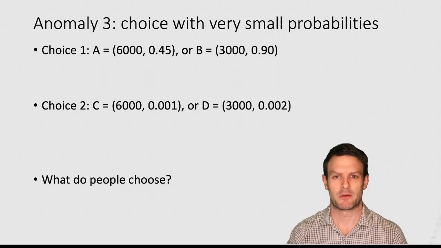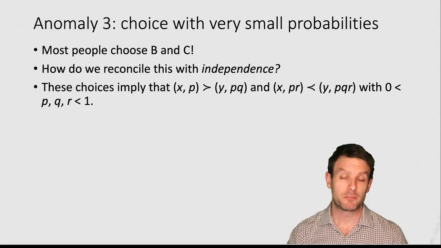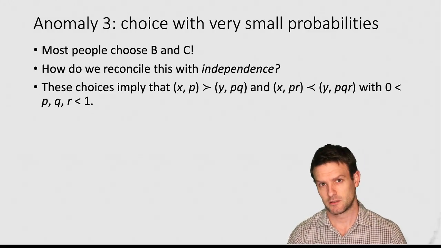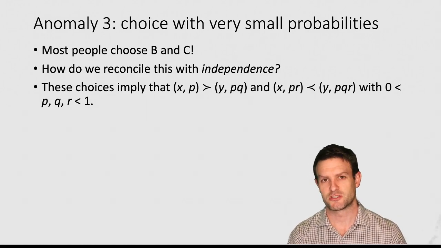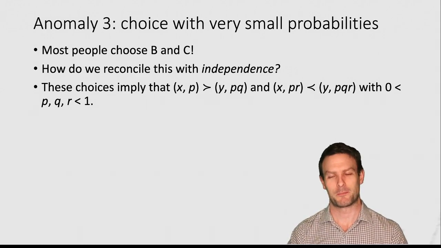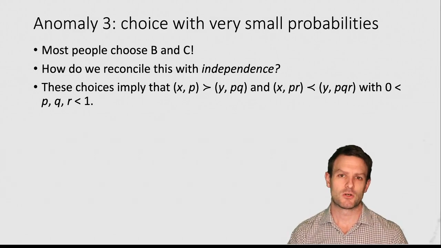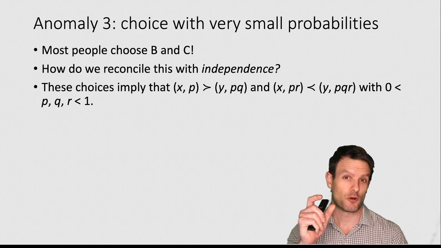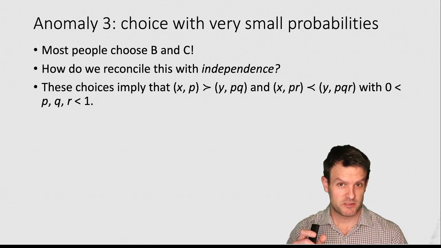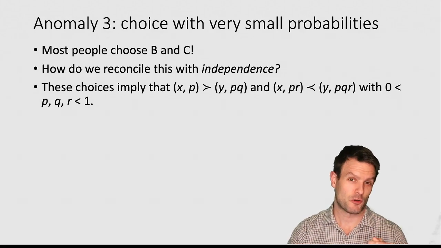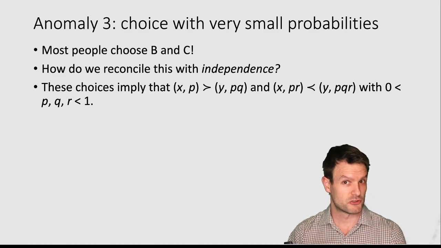Well, let's think about it and see what people actually do. Most people choose B and C. So notice what's happening here. They're choosing the £3,000 with a probability of 90%, with a corresponding zero payoff with 10% chance. And then when it comes to the probabilities of 0.001 and 0.002, what do we see? They're picking the 6,000 with a probability of 0.001 versus the 3,000 with a probability of 0.002.